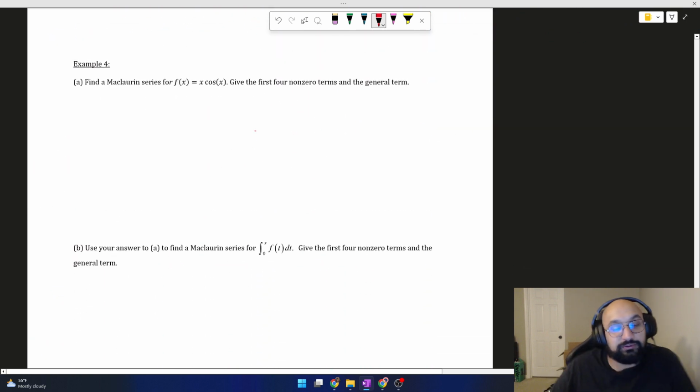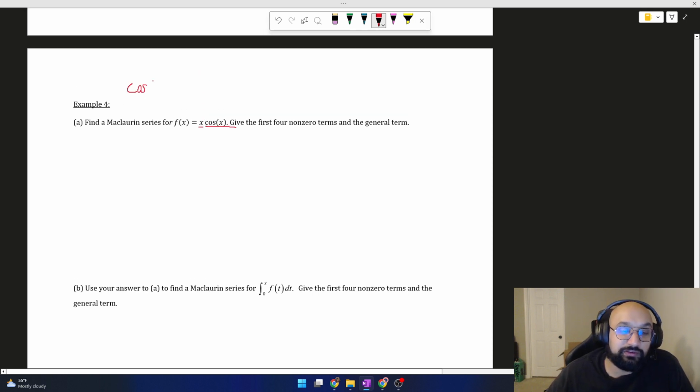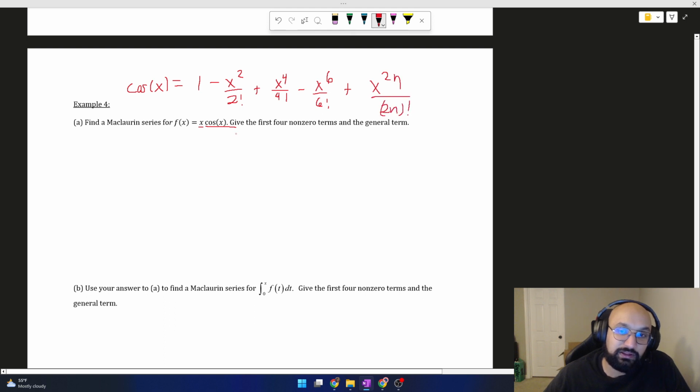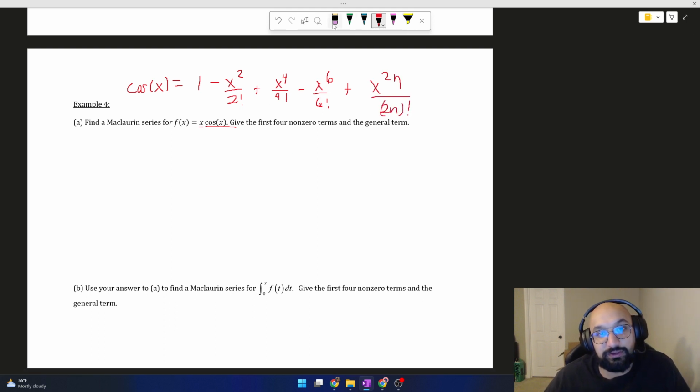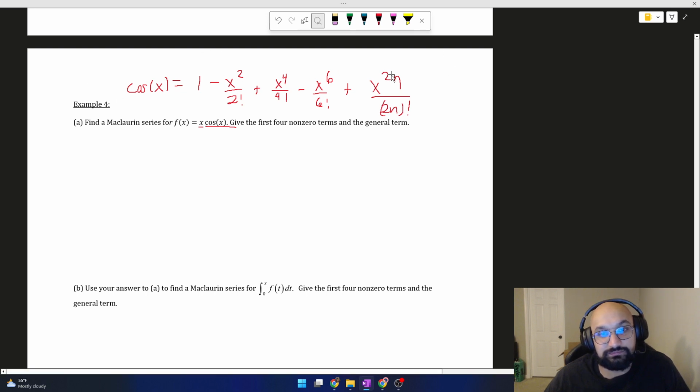All right, for our last part, we're trying to do x cosine of x. X is nice and boring. It's itself. Cosine of x can be expanded. The cosine of x is all of the even terms. The even terms are going to be 1 minus x squared over 2 factorial plus x to the 4 over 4 factorial minus x to the 6 over 6 factorial plus x to the 2n all over 2n factorial. Now, once we have that, we just need to multiply all of that by x.